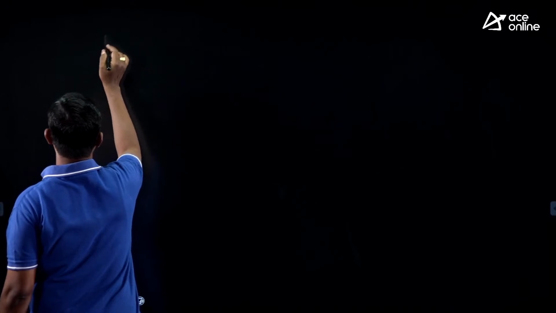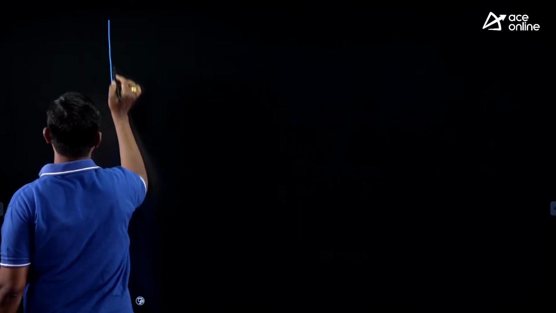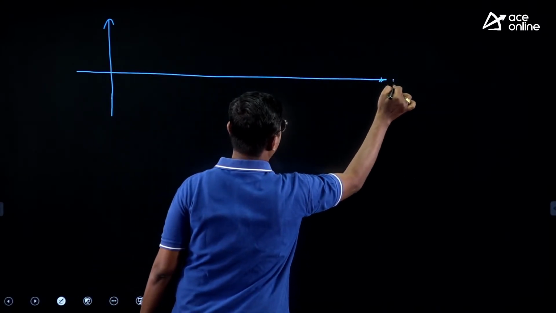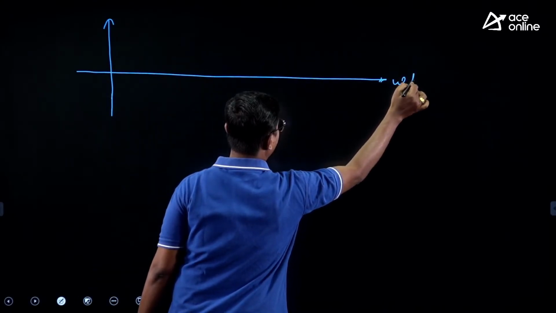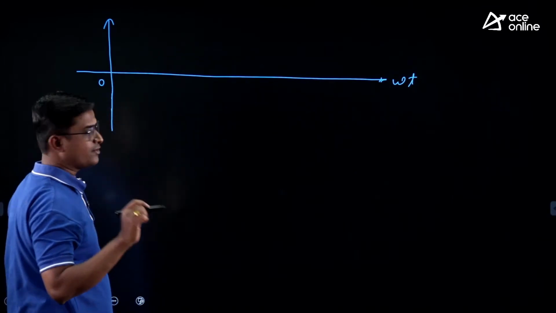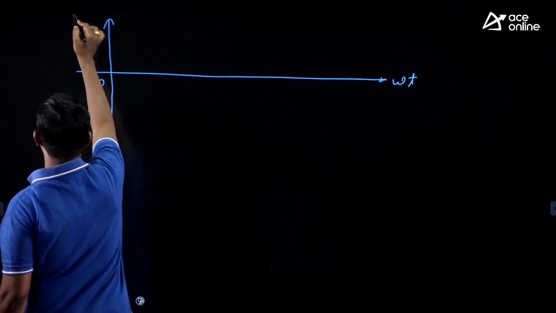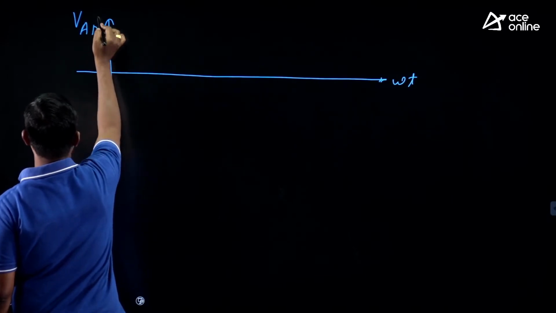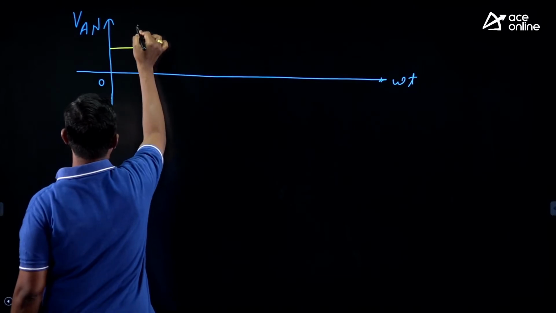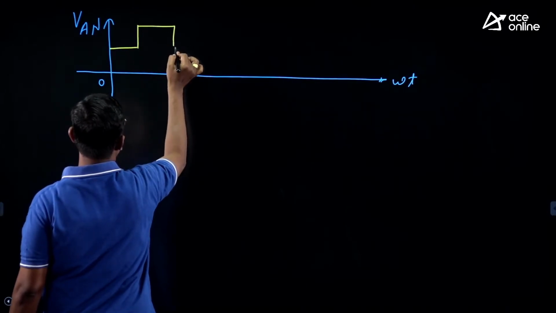Next, how is the waveform for the output phase voltage? Output phase voltage waveform for the 180 degree conduction mode, VAN. It is a 6-stepped function. It is like this.